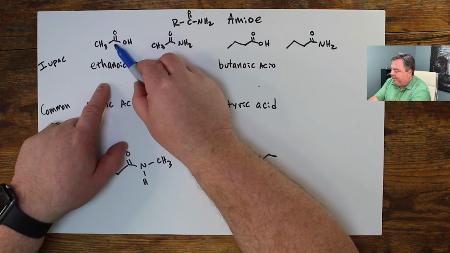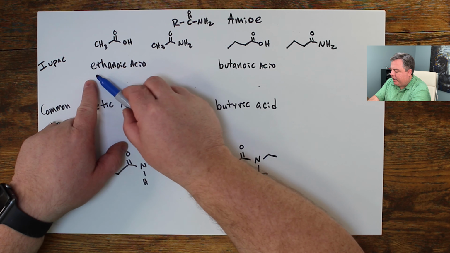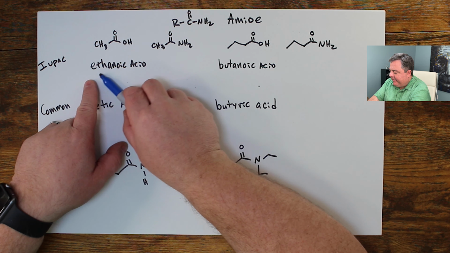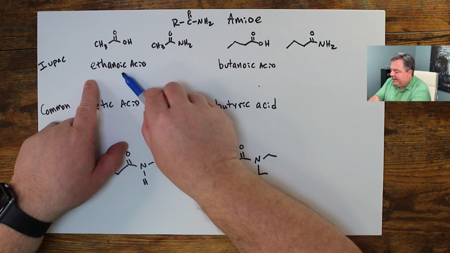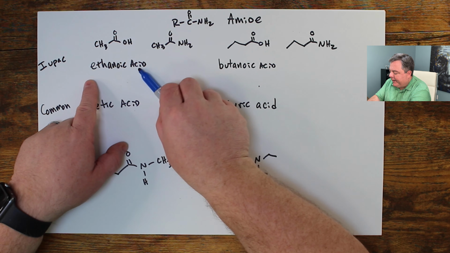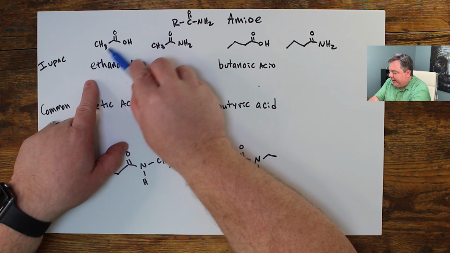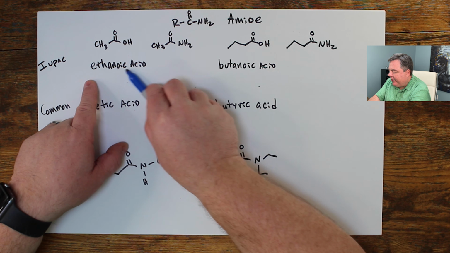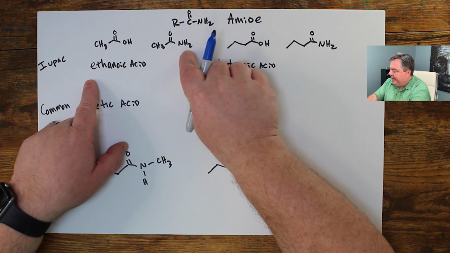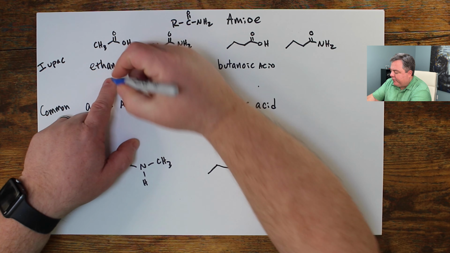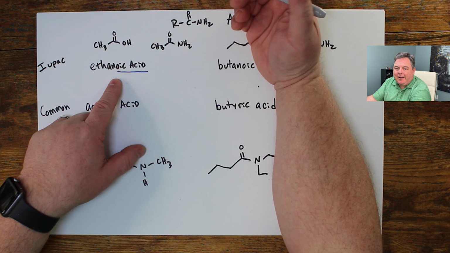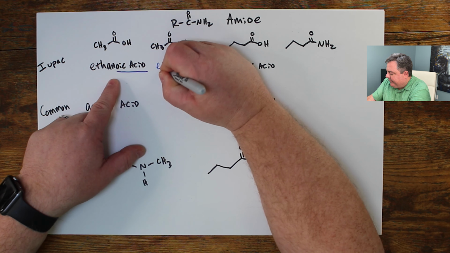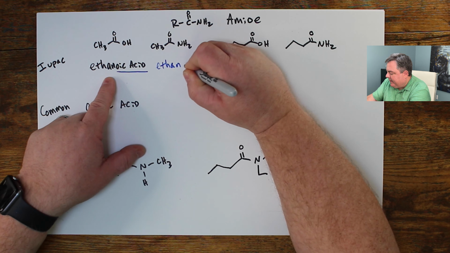So this 2-carbon carboxylic acid, because there's 2 carbons, it has the prefix eth. So this is ethanoic acid. Carboxylic acids end in ic acid or oic acid. So this is ethane becomes ethanoic acid. The amide that comes from this is you drop the ic acid or oic acid part and you put the word amide at the end. So this is ethanamide.